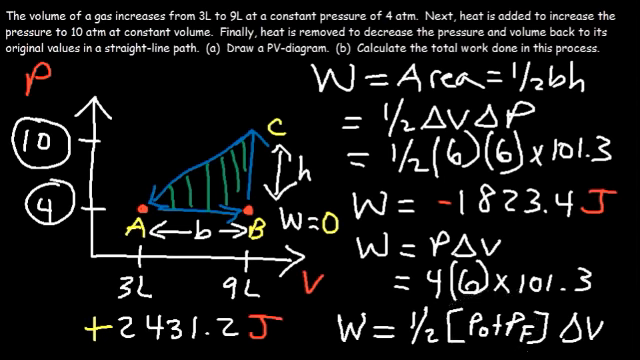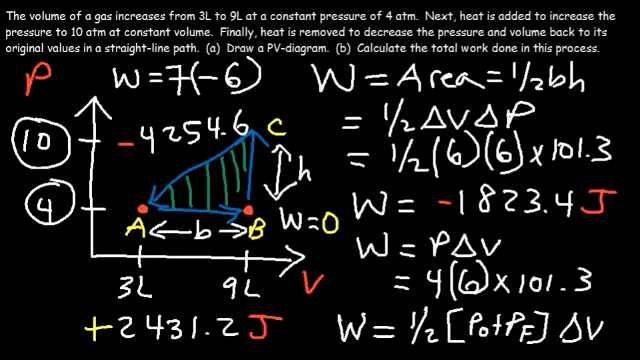So using that equation, 10 plus 4 is 14, half of that is 7. So the work is going to be the average pressure of 7 times the change in volume, final minus initial, so 3 minus 9, which is negative 6, times 101.3. So negative 42 times 101.3 gives us a value of negative 4,254.6. Now the reason why it's negative is because we're traveling towards the left of the PV diagram.